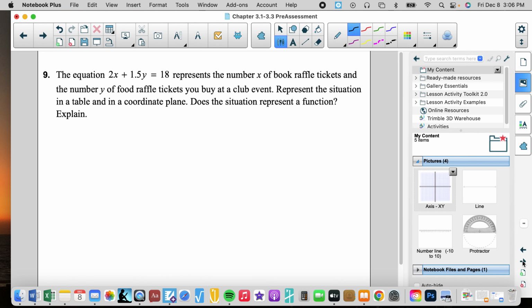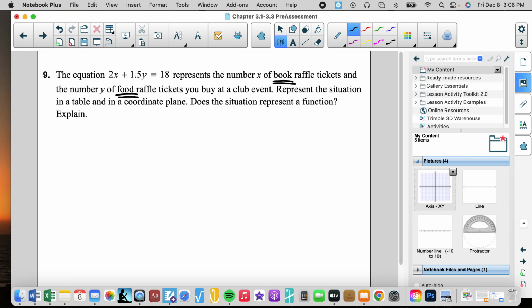Let's look at number 9. The equation 2x plus 1.5y equals 18 represents the number x of book raffle tickets and the number y of food raffle tickets you buy at a club event. Represent the situation in a table and in a coordinate plane. Does the situation represent a function?